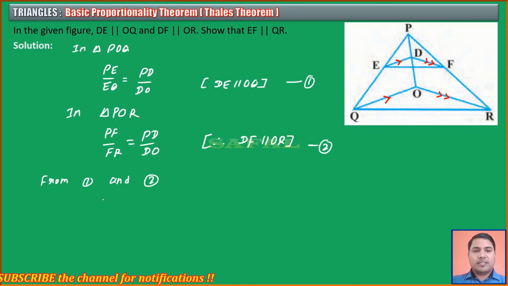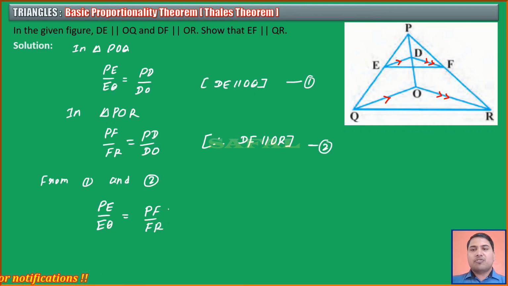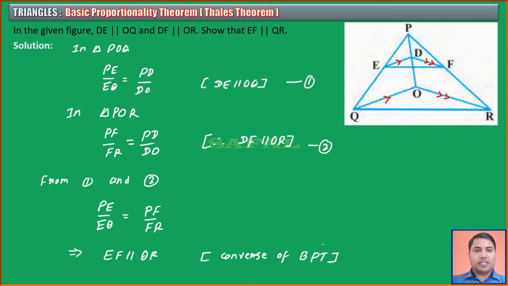So I can see that PE by EQ is the same as PF by FR. Now if you look in the bigger triangle PQR, PE by EQ is the same as PF by FR. So this implies EF is parallel to QR. Reason? Converse of BPT. So since two ratios are equal, that's why EF will be parallel to QR. So the reason is converse of BPT.